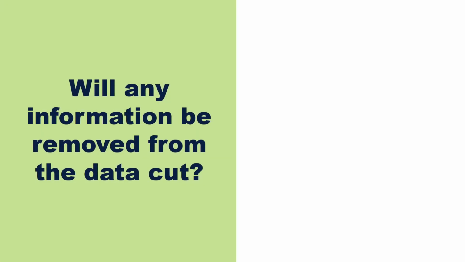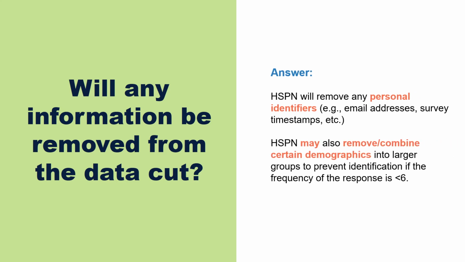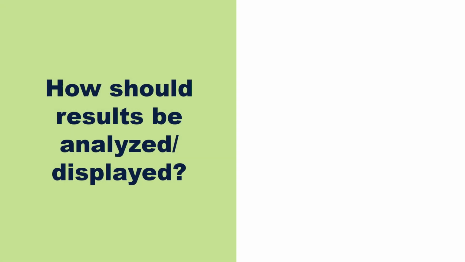What information will be removed from the data cut? HSPN will remove any personal identifiers such as email addresses and survey timestamps from the dataset. HSPN may also remove or combine certain demographics into larger groups to prevent identification if the frequency of responses is less than 6.